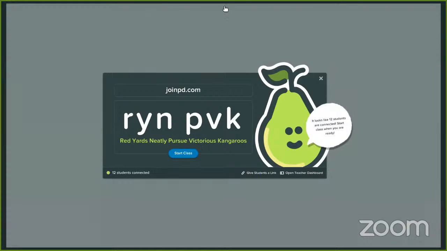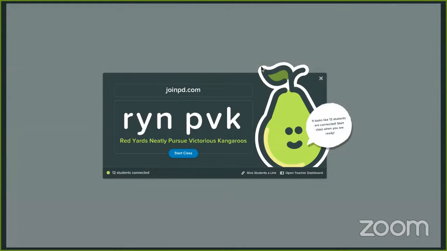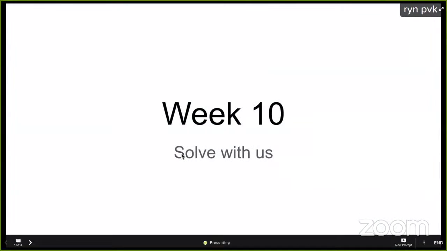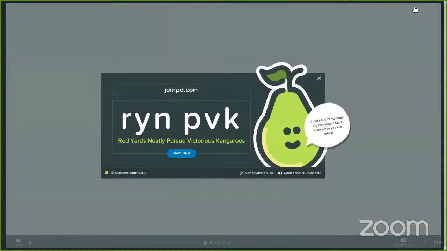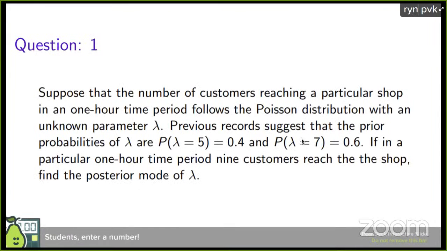Only 12 students have joined. Others, please join. Others who did not join, please join using this code, which is at the top right, RYNPVK. So we are moving to a question. This is the first question.